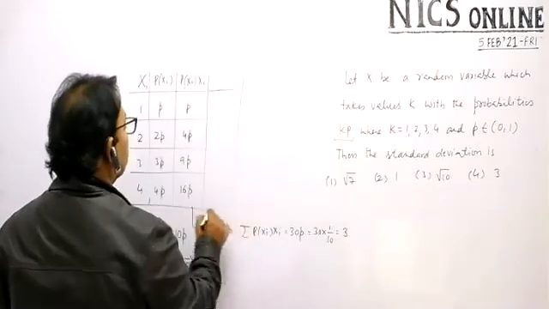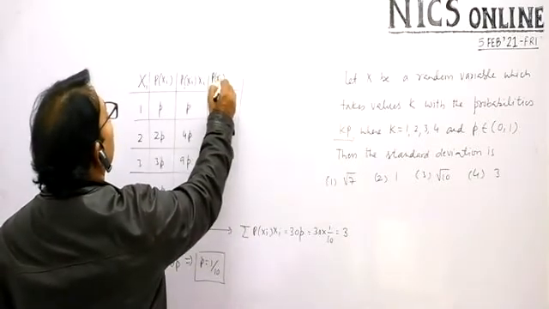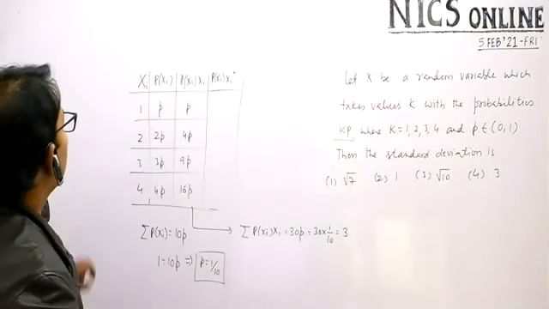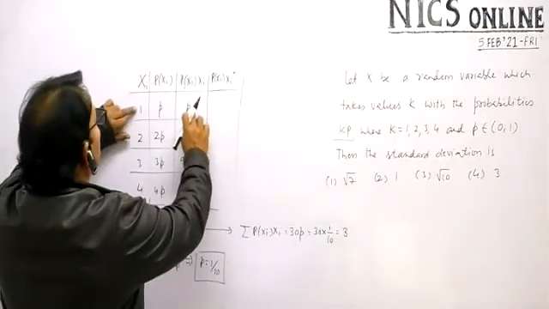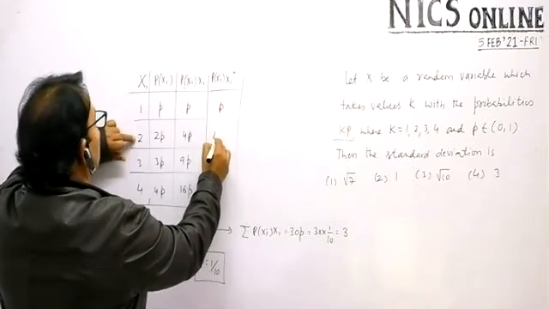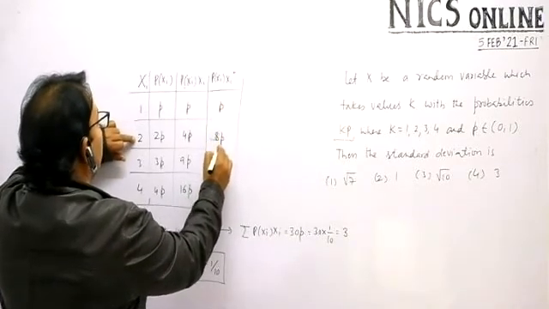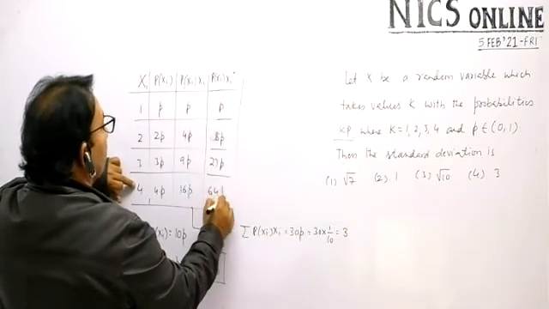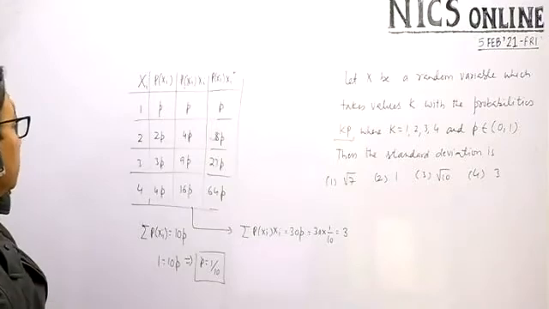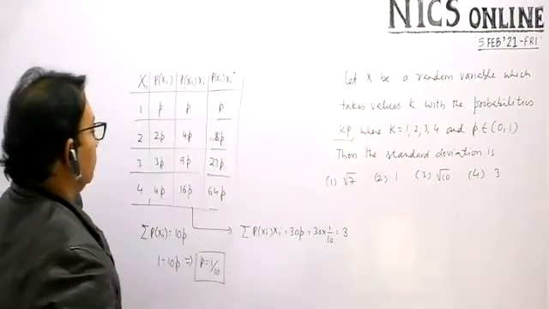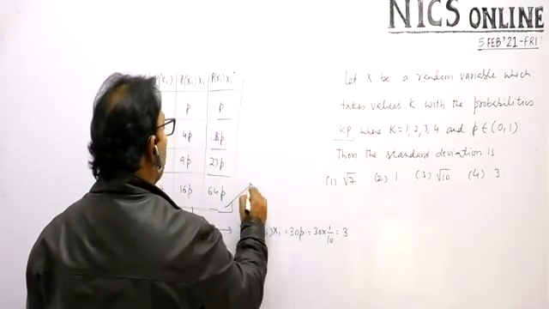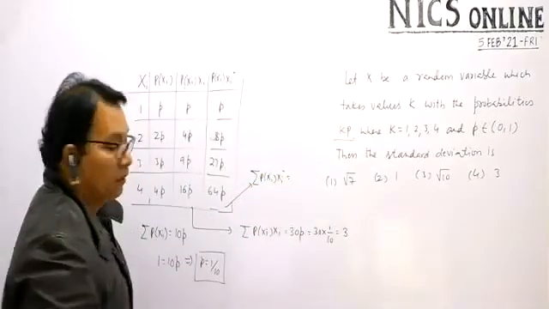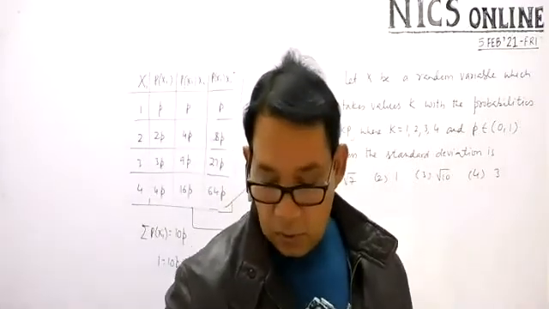Next column would be P(xi) into xi square. इसको मल्टीप्लाई करना है मुझे. This would be P. This would be 8P. This would be 27P. And this would be 64P. So the summation of this last column would be summation of P(xi) xi square. जरा देखो कितना आ रहा है. You can find the summation of the last column also.